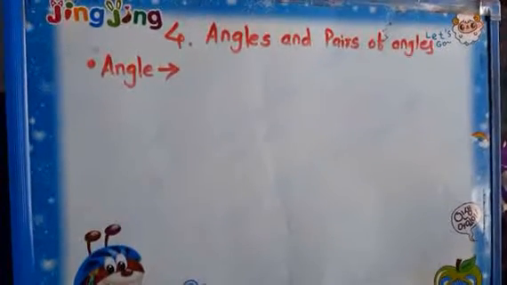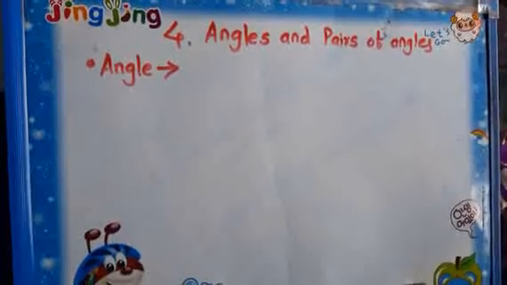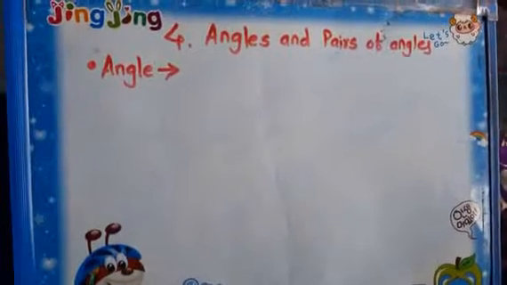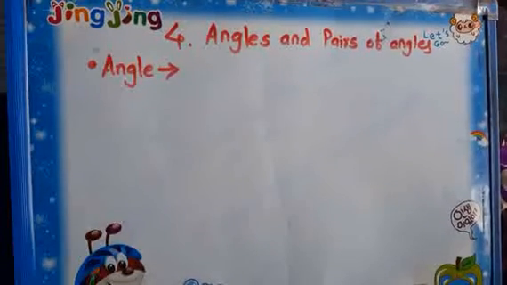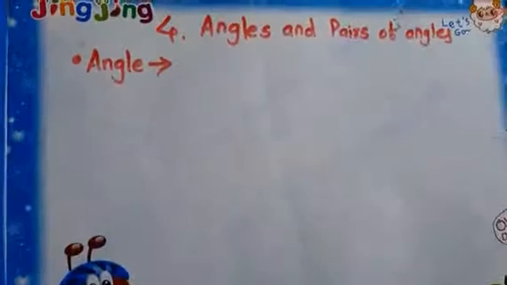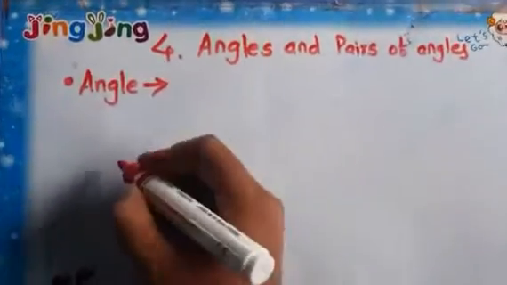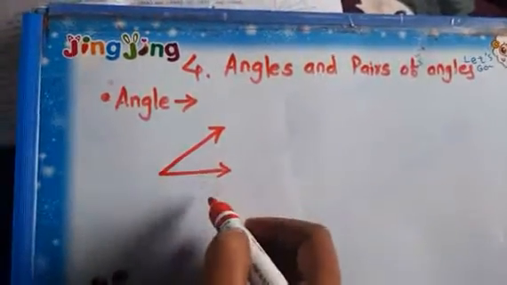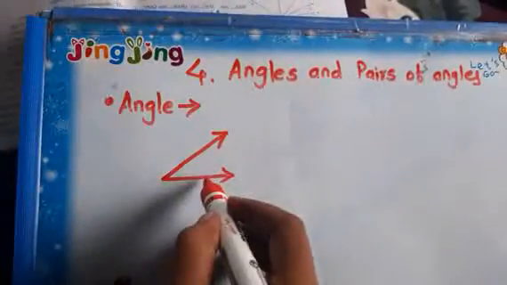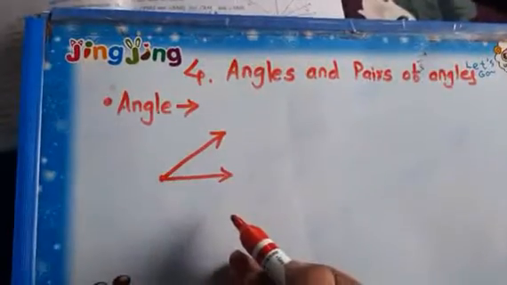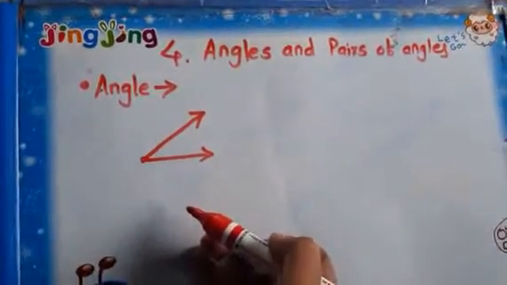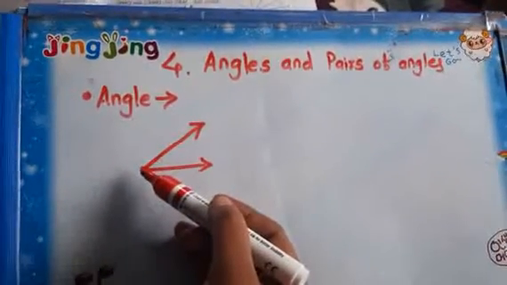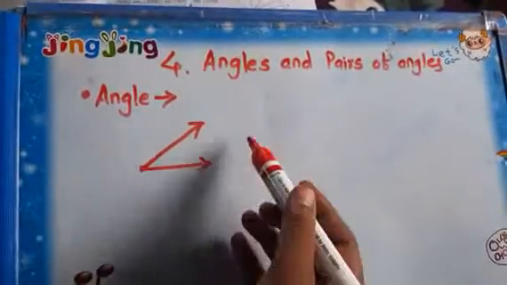An angle is a diagram which is formed by two separate rays, but those rays are connected with each other at a common point. For example, I will show. Suppose this is the first ray and this is the second ray. These two separate rays have one common point. So this diagram is called an angle. Two separate rays, when they are connected to each other by a common point, then this diagram is called an angle.